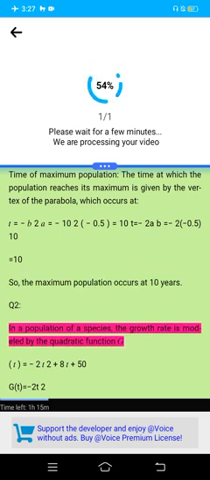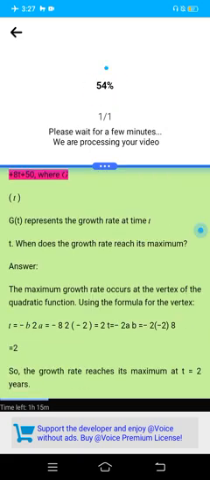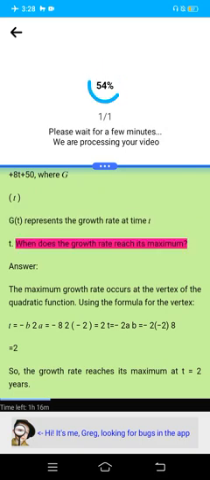Q2. In a population of a species, the growth rate is modeled by the quadratic function G(t) = -2t² + 8t + 50, where G represents the growth rate at time t. When does the growth rate reach its maximum?